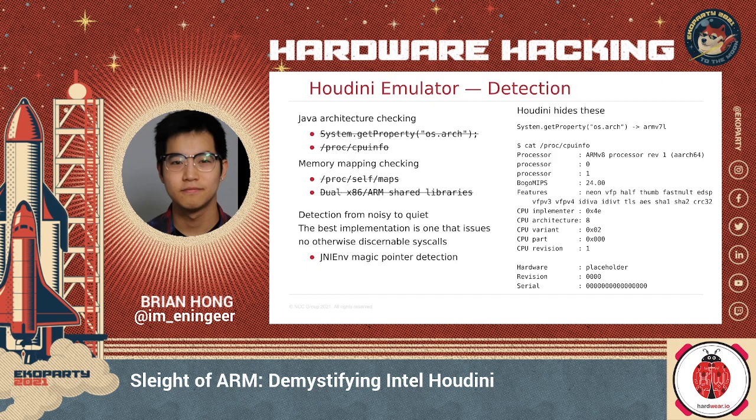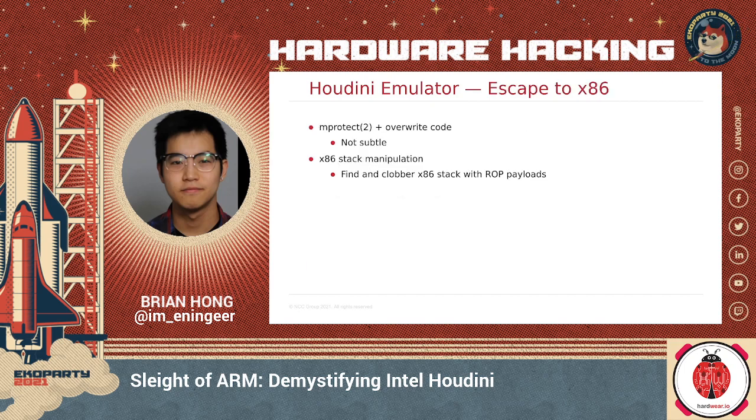The second thing we could talk about is possibly escaping to x86. Now, your native application thinks it's running in ARM. Whether you're running on a real ARM device or an x86 device with libhoudini, you could tell using the detection method. But once we detect that we're running inside of Houdini, can we escape to x86?